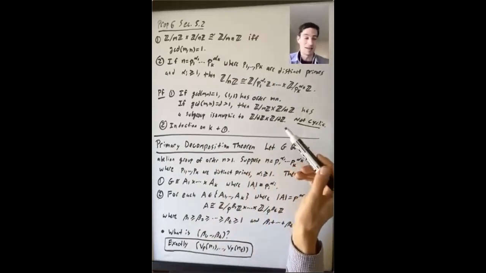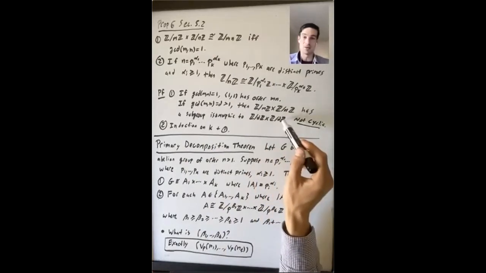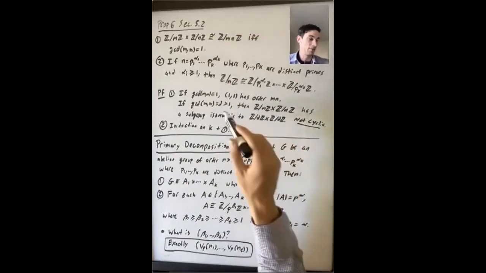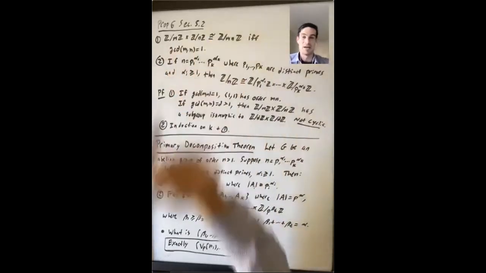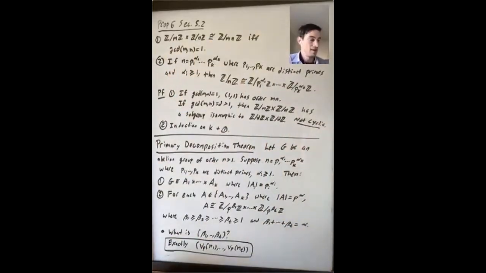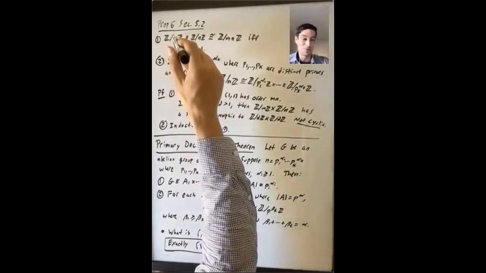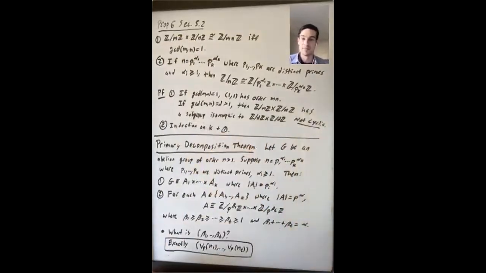How do you know it's not cyclic? Every element in here has order at most D. So the subgroup's not cyclic, which means Z mod MZ cross Z mod NZ is not cyclic. And then how do you prove the second one? Well, you can prove it using the first one plus induction on k.